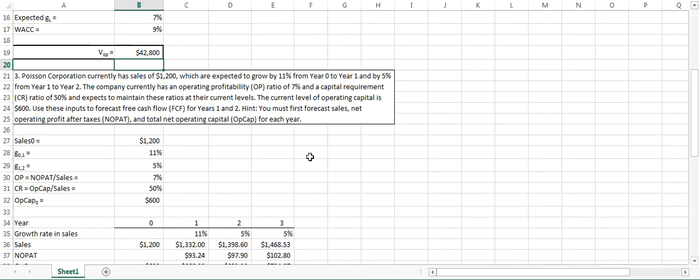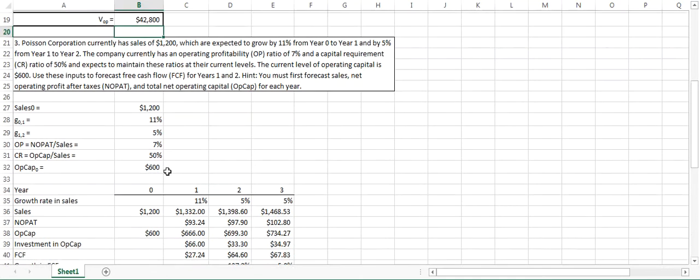In the third problem, a corporation currently has sales of 1.2 million, which are expected to grow by 11% from year 0 to year 1 and 5% from year 1 to year 2. The company has operating profitability ratio of 7% and a capital requirement ratio of 50% and expects to maintain these ratios at their current levels. The current level of operating capital is 600. Use these inputs to forecast the free cash flow for years 1 and 2. And they gave us a hint.